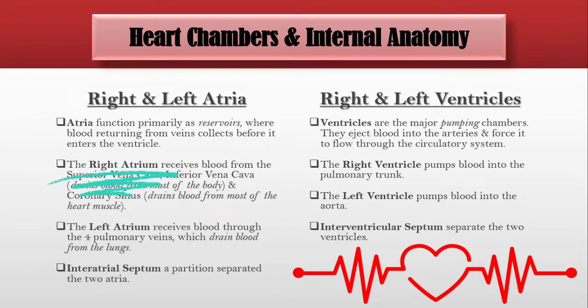So, the right atrium receives blood from the superior vena cava and inferior vena cava, wherein it drains blood from most of the body. Coronary sinus drains blood from most of the heart muscle, while the left atrium receives blood through the 4 pulmonary veins, which drain blood from the lungs. The left and right atria are separated by the partition called interatrial septum.